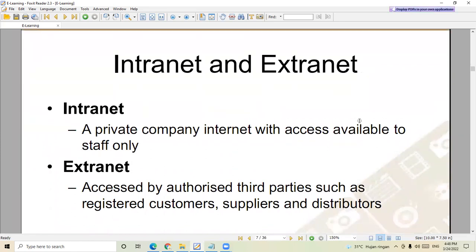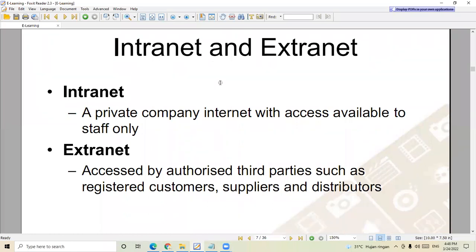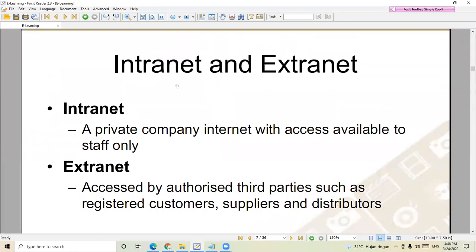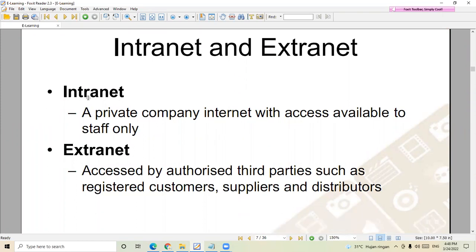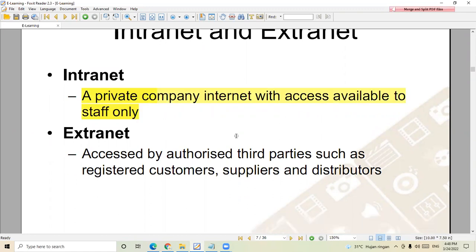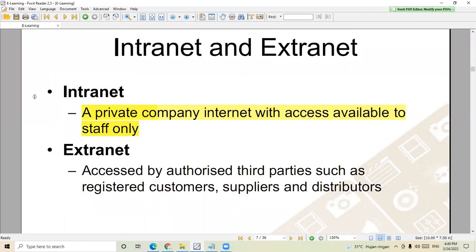So there is a difference between intranet and extranet. So we know what internet is, but there are two different kinds of nets. The first one is the intranet. Intranet basically is a private company internet with access available to staff only. So we can call it maybe a VPN, a private virtual network, which can only be used by the company.